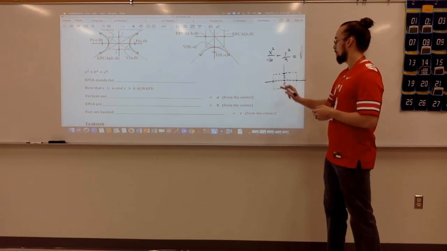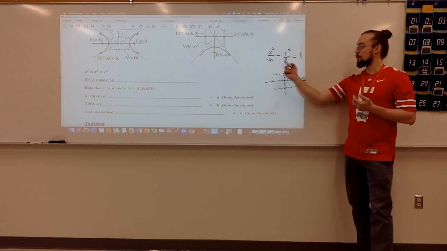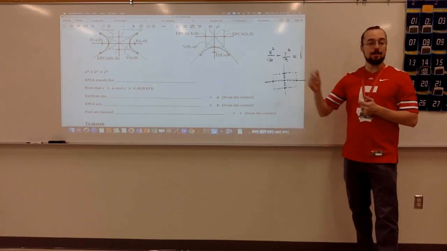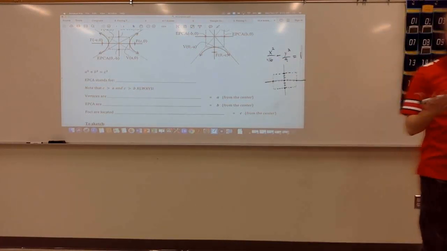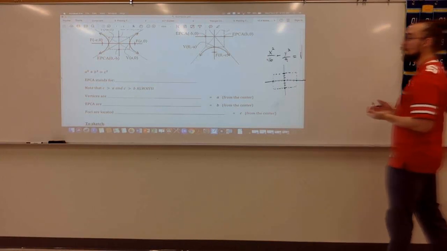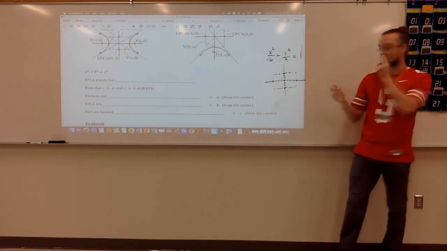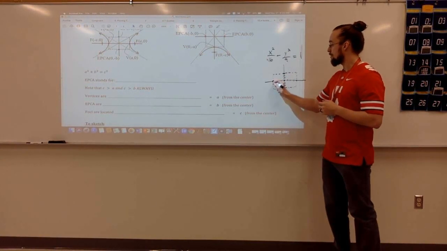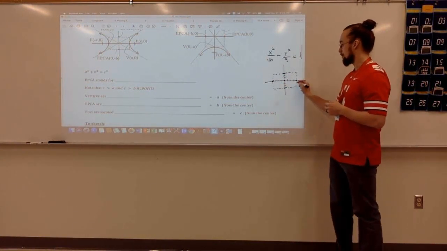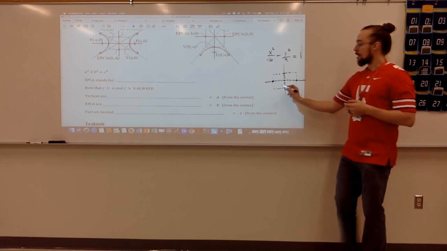Now, I do need to know that since x is first, my hyperbola is going to open which direction? Up and down or left and right? Left and right. So that tells me that these are my vertices.